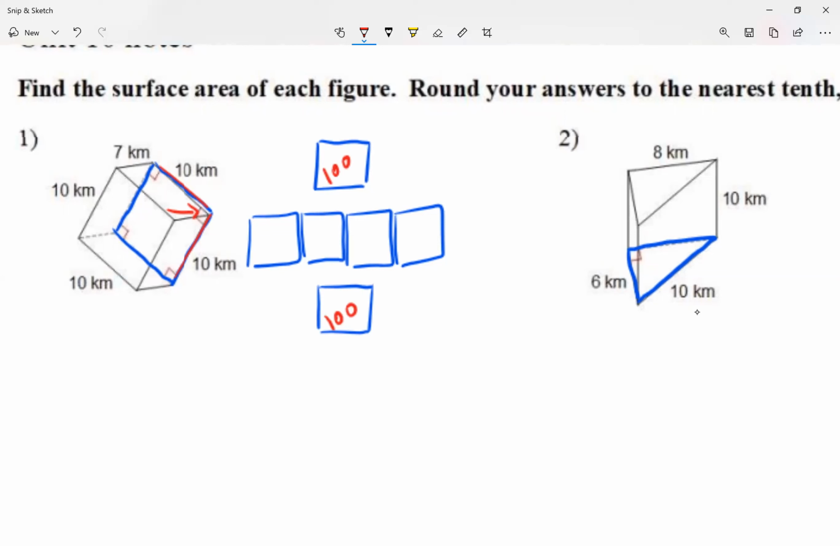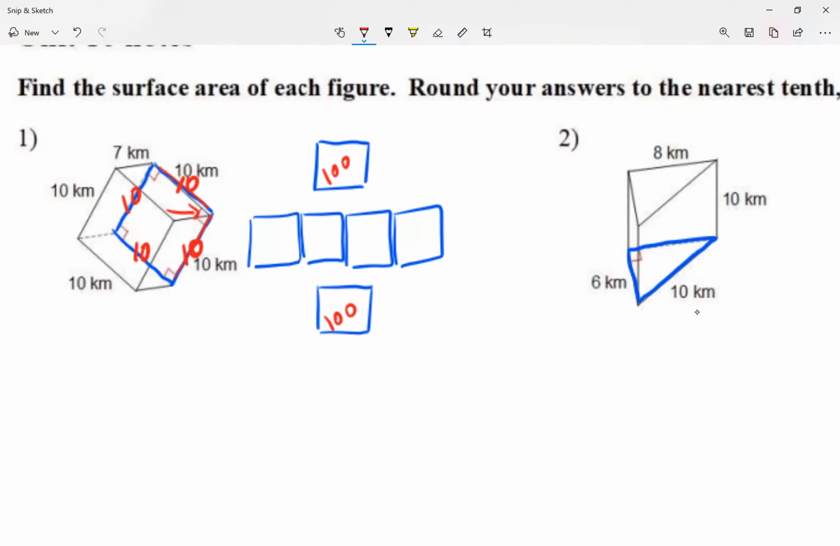Each of my bases is 100. Okay. Now I need to know the measurement of each side of my base. I know one side is 10, the other side is 10, 10, and 10, right? There's 4 sides.